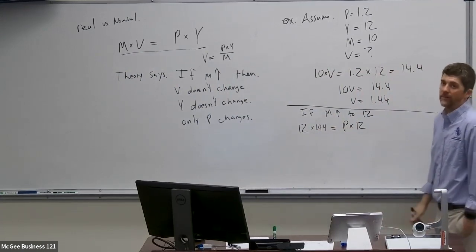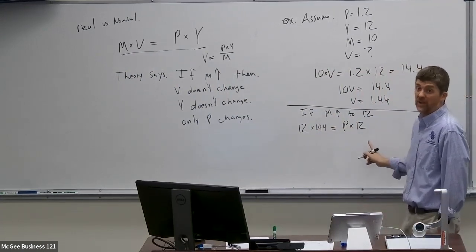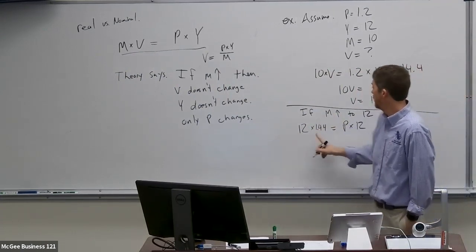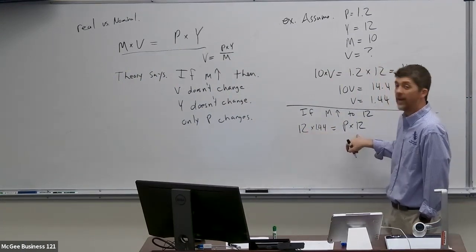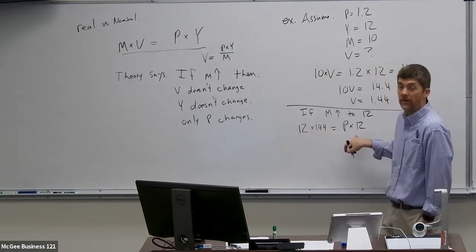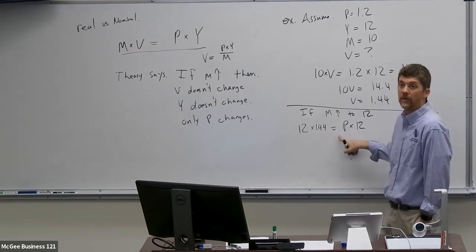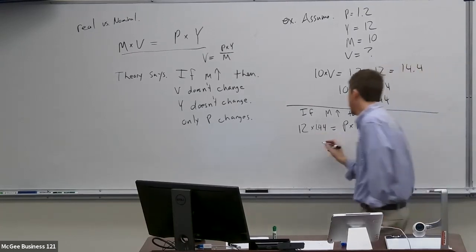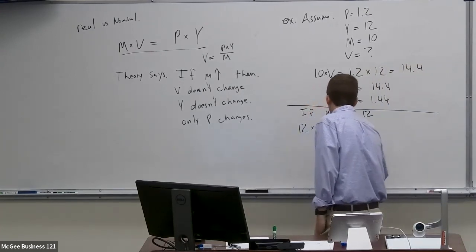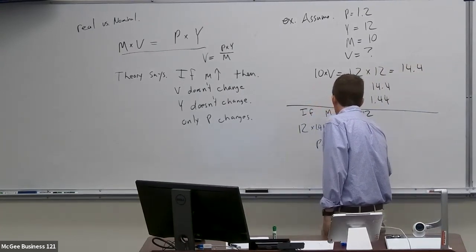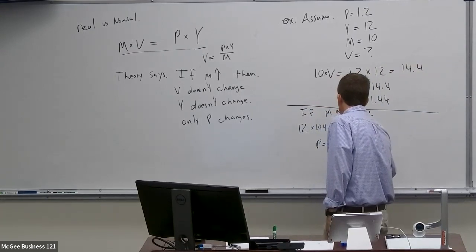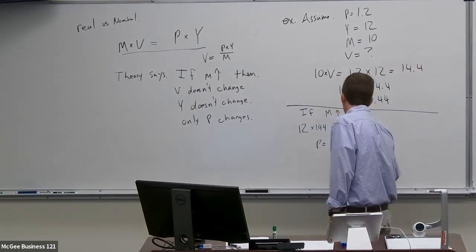So notice what I did there. I kept the things that I thought were going to stay the same. The V and the Y, I kept those as the values I found before. And I put in the new M. I'm going to find this P. And what's this P going to be? The P is going to be equal to 12 times 1.44 over 12.